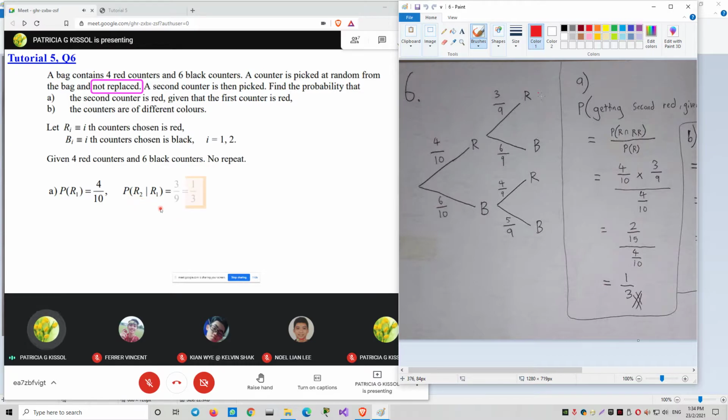And to find it, the answer is 3/9, because remember it is not replaced. So the number of reds reduced to become 3, and the total also reduced to become 9. So that's why our answer is 1/3.